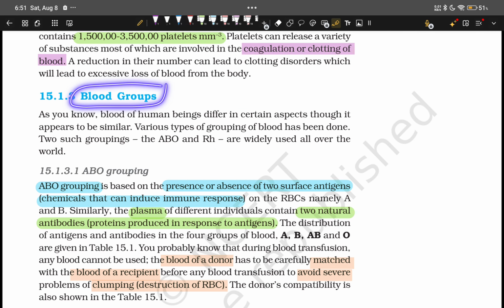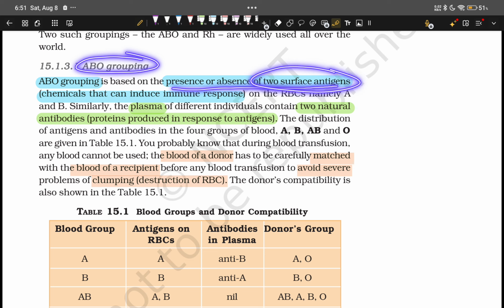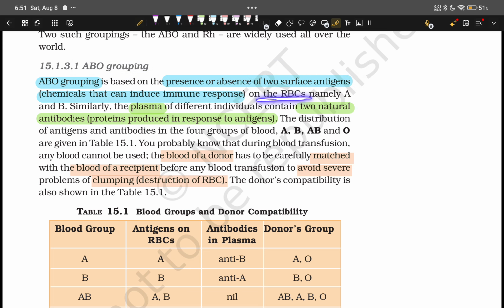Now talking about blood groups, we have two types of blood grouping, ABO blood group and Rh blood grouping. ABO blood grouping is based on the presence or absence of two surface antigens which are present on the surface of RBCs. And what are antigens? These are chemicals that can induce immune responses. For example, if an antigen is present, then it can induce immune responses. That's what I'm trying to say.